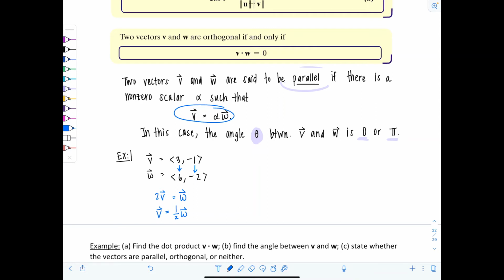Now notice, since the signs match up, like the sign of both first components is positive and the sign of both second components is negative, then the angle between these vectors is 0. They're pointing in the same direction. 3, -1, and 6, -2.